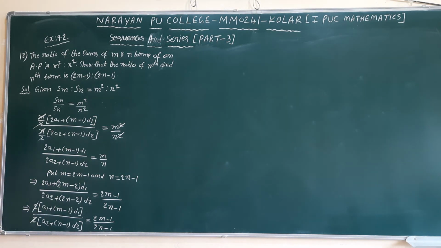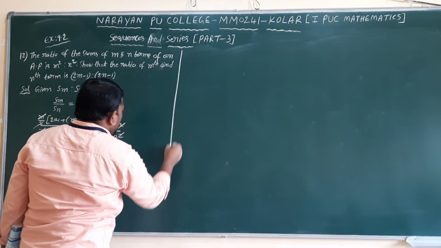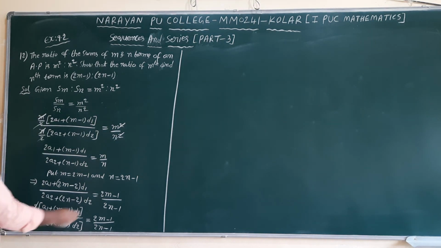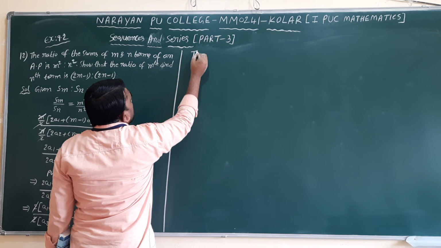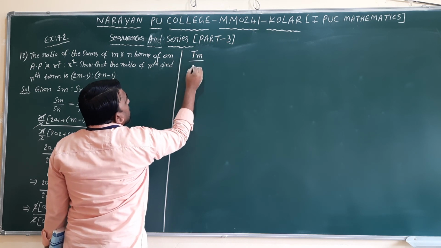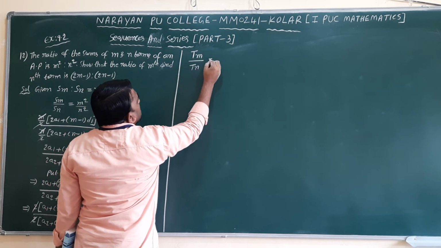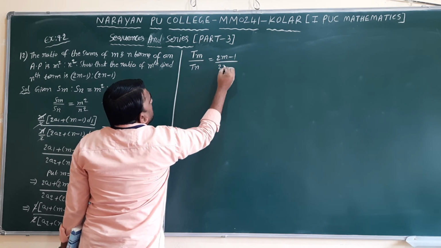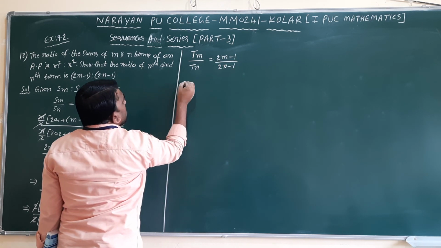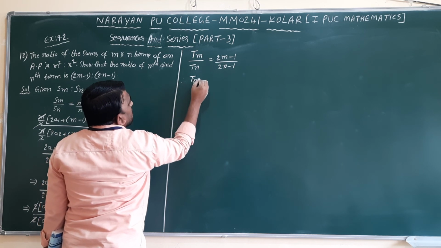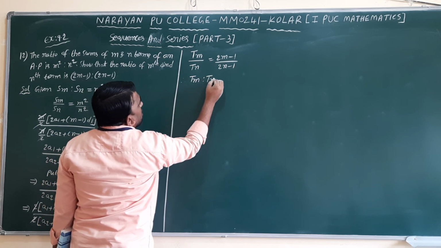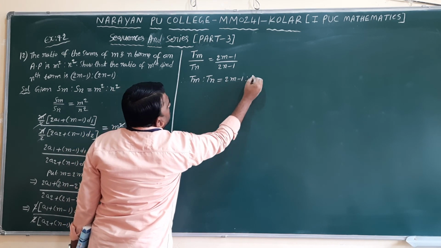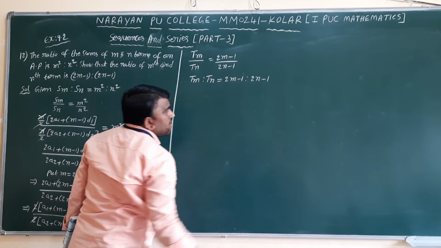Here 2 will cancel. Finally, the left side is in the form of the mth term of an AP, Tm, divided by Tn, is equal to (2m minus 1) divided by (2n minus 1). Therefore Tm is to Tn is equal to 2m minus 1 is to 2n minus 1.